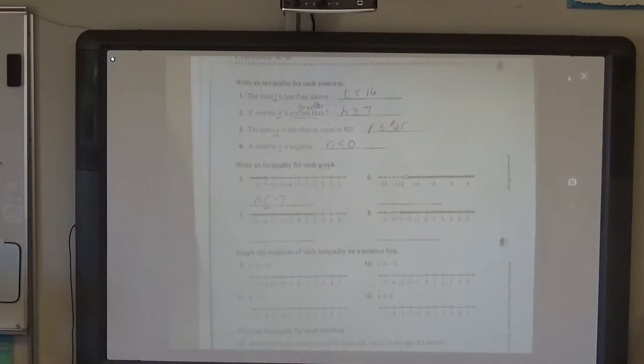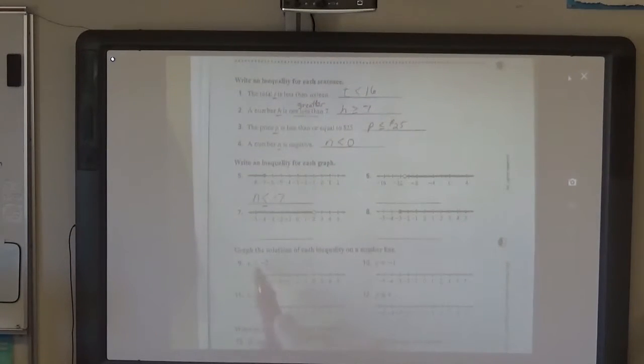Alright, I think we had enough. Number 9. If x is less than negative 2, how would we mark that on the line? We mark negative 2, but we have to use a certain type of dot. What kind of dot should we use? An open dot.